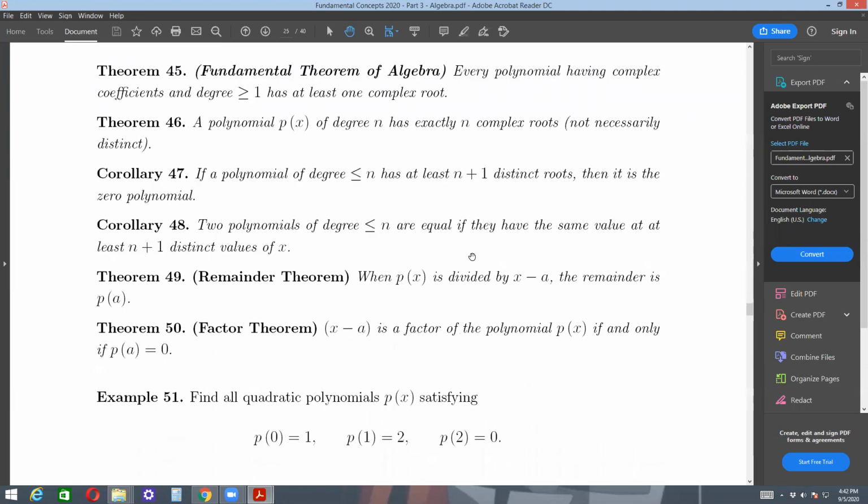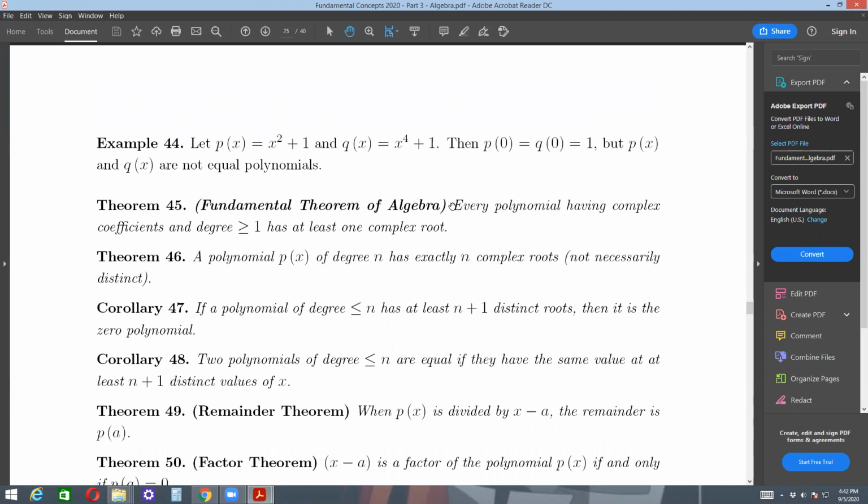There are some theorems here now. The fundamental theorem of algebra says every polynomial with complex coefficients, which is what we're concerned with, and with degree greater than or equal to 1, is going to have at least one complex root. Even further than that, if a polynomial has degree n, then it has exactly n complex roots. These are not necessarily distinct. Some could be repeated.